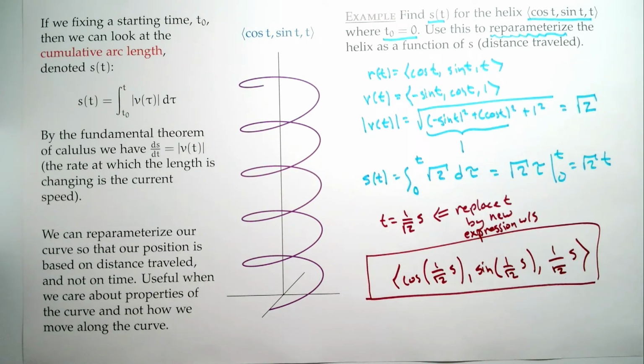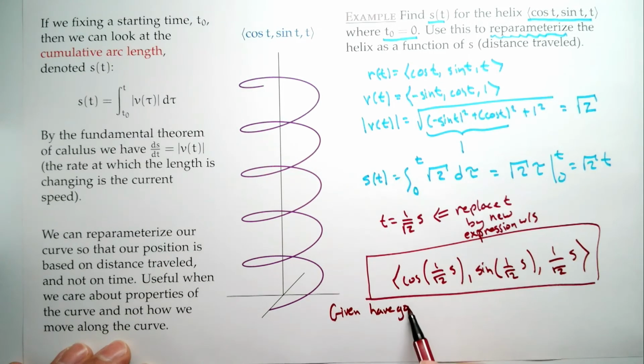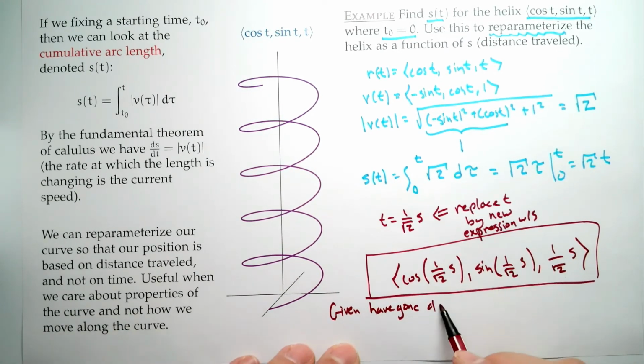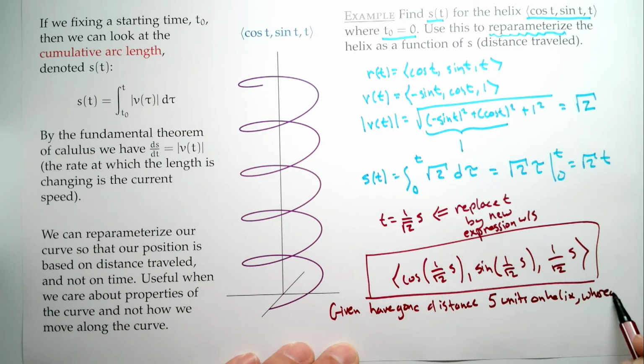Now, how do you use this type of tool? Well, you might say, okay, suppose I start on the helix, and given we have gone a distance of, anyone have a favorite number? 5 units on the helix. Where are we? So we can ask that type of question. I say, all right, I'm on this helix. I've gone a distance of 5 units. Where are we?